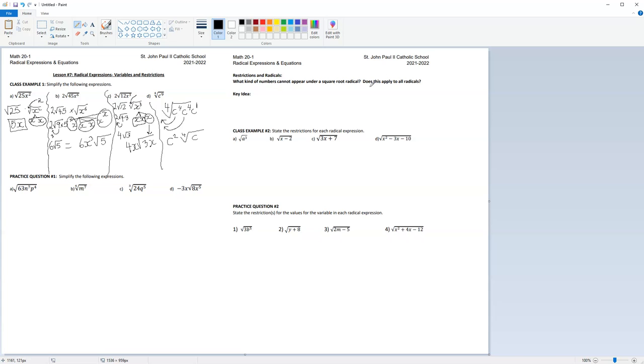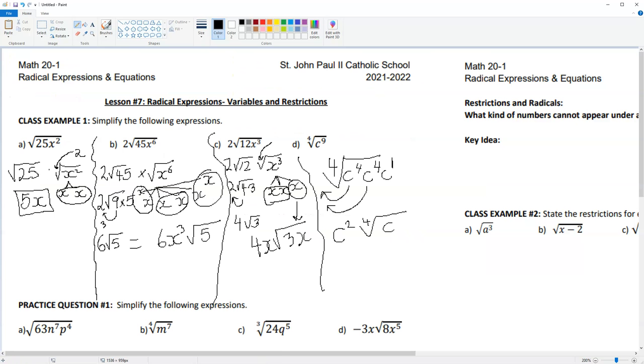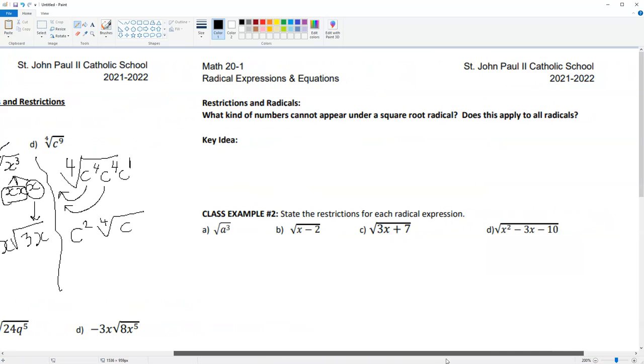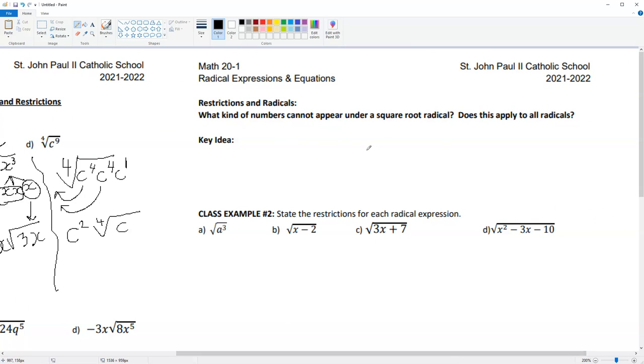What kind of numbers cannot appear under a square root of a radical? Does this apply to all radicals? So the key idea is that we cannot square root a negative.